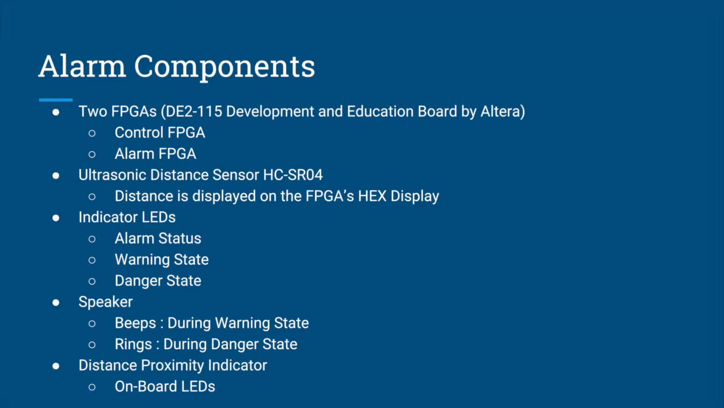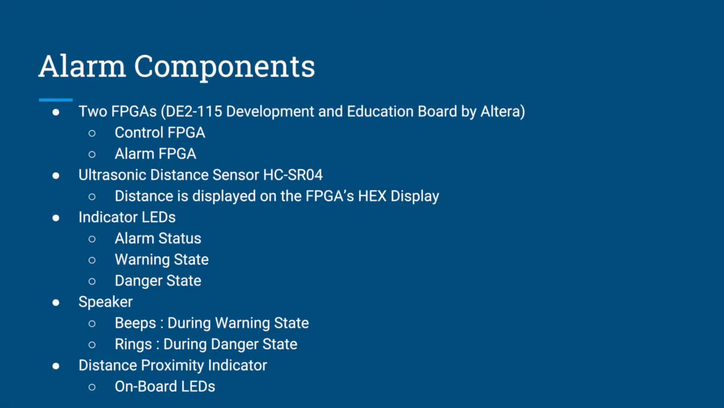The 3 indicator LEDs are the alarm status LED, warning state LED, and danger state LED. The alarm status LED must indicate whether the alarm is active or inactive. If the alarm is active, the LED must be on. Otherwise, it must be off. The warning state LED must indicate if an object is within the range of the warning state. If an object is within the warning state range, the LED must be on. If the object moves out of the warning state range, the LED must turn off.